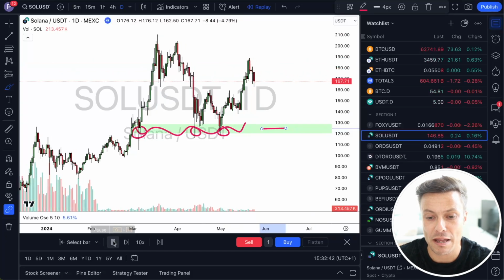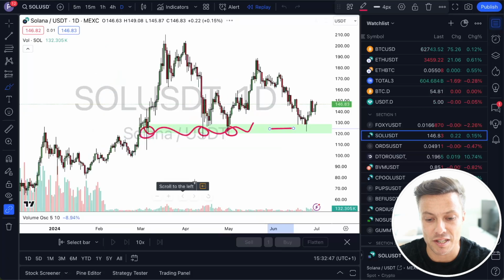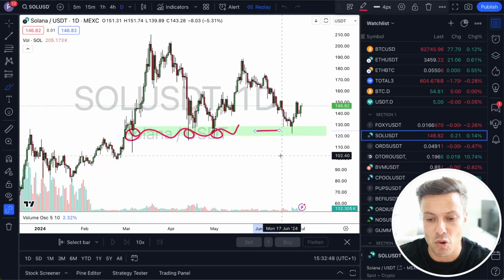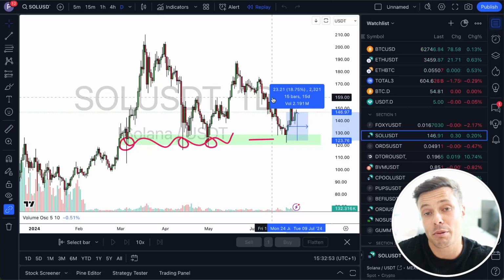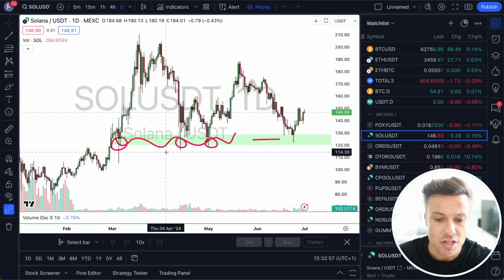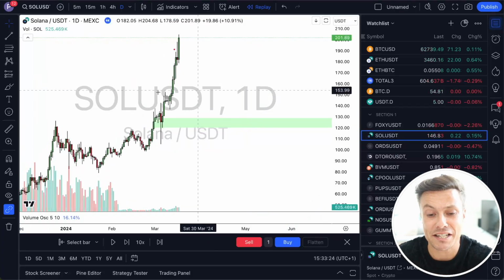As we click on the replay mode, you can see the price drops back down into that zone. We would have then been able to purchase our Solana perfectly here and watch the price reverse in the direction we wanted. Now we would be sat up around 18.75%. So remember, what we're looking for is a zone, and there's a very easy way to identify these zones.